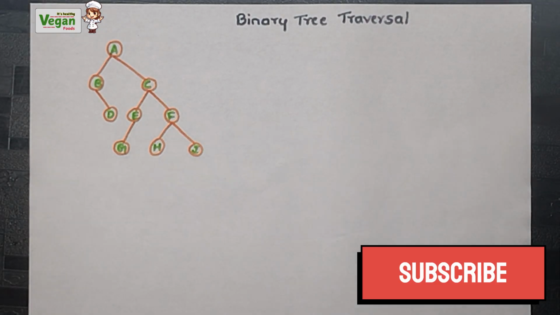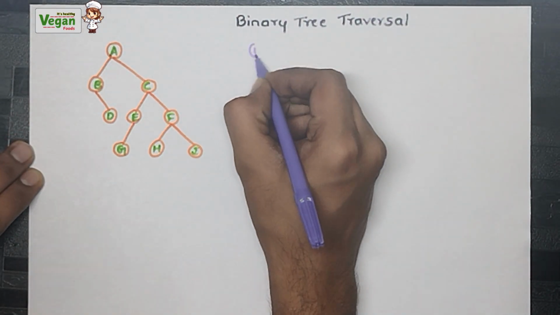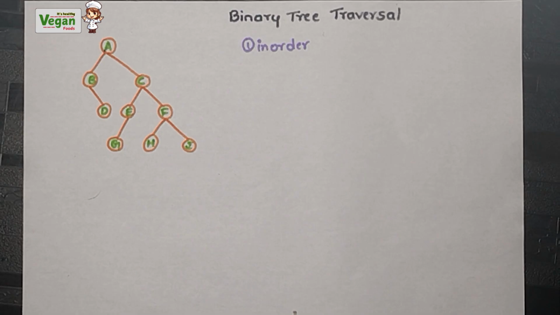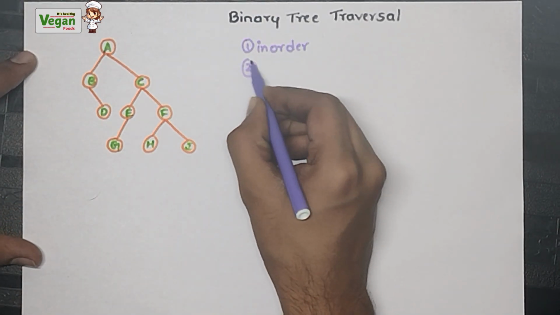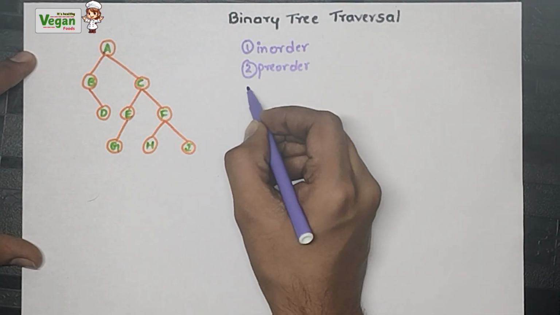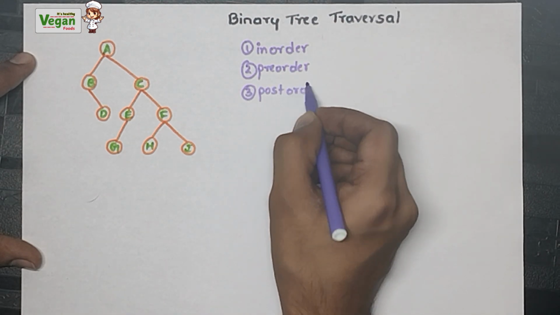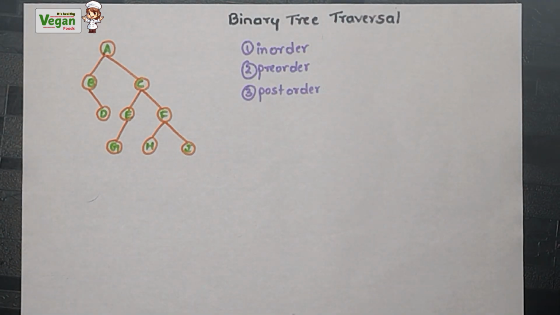In binary tree traversal, we will be traversing through three methods. The first method is called in-order traversal. Second one will be pre-order traversal. And the third will be post-order traversal. During the exam, they will ask all of these three in a single question.